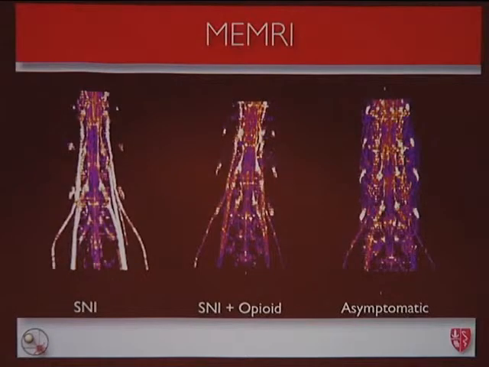In the spared nerve injury model, you can see increased manganese uptake in the lumbar plexus. And this was a unilateral injury, and we're seeing kind of bilateral effects, which is a whole other discussion for another day. If you hit them with an opioid, you actually tone down the amount of calcium, and they actually were relatively asymptomatic. So you could actually see the acute effects of opioid on manganese enhancement. And then this is an asymptomatic animal for control.